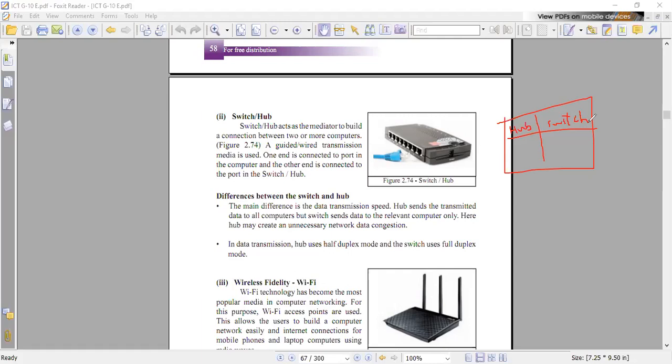Under hub, write down another one. Creates unnecessary network traffic or data congestion. But under switch, not creating any network traffic.